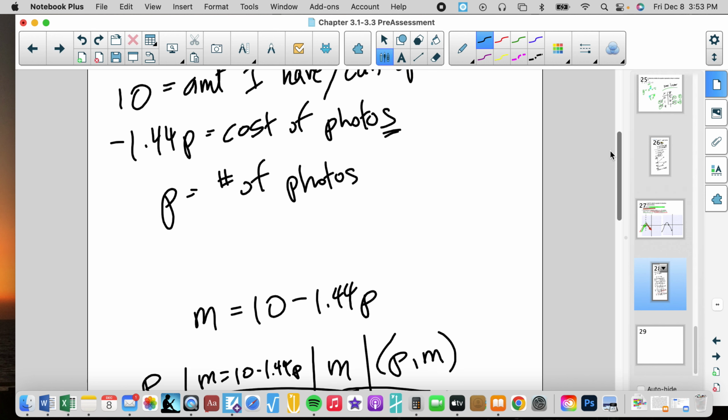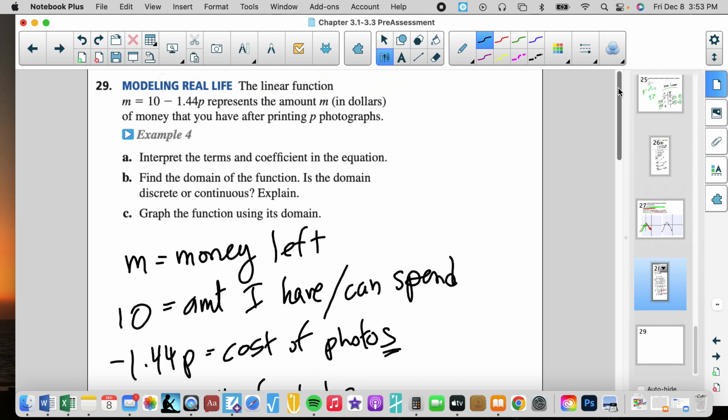All right, so this helps me with my question. Find the domain. So the domain is going to be 0, 1, 2, 3, 4, 5, 6. Why is it discrete? It's discrete because I can't buy half a photo. No. 0, 1, 2, 3, 4, 5, 6.